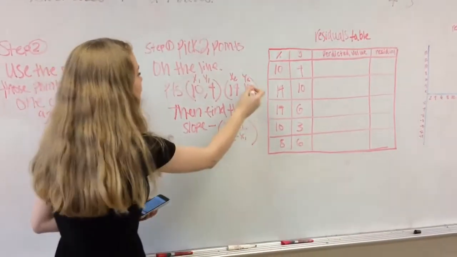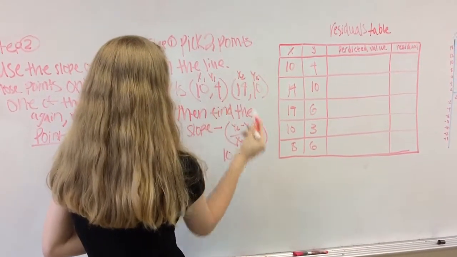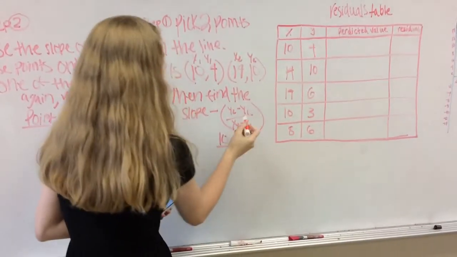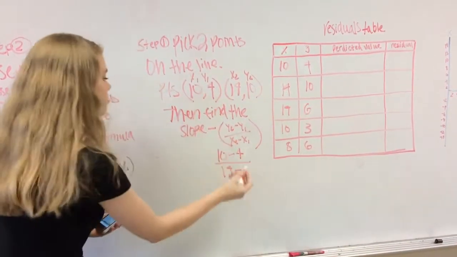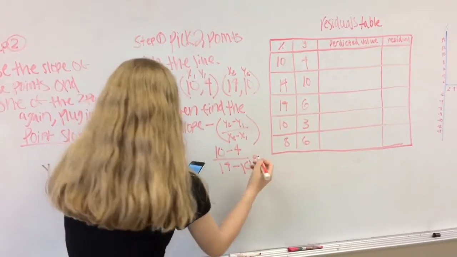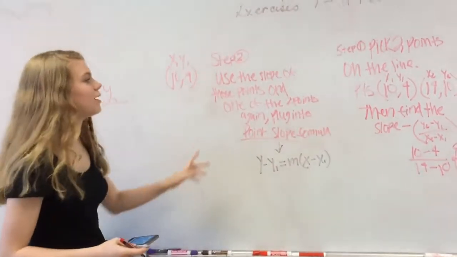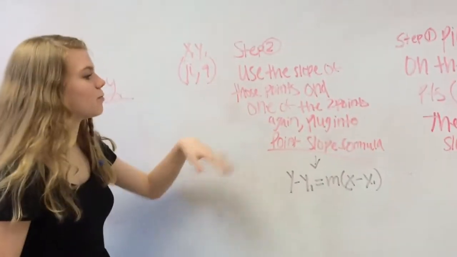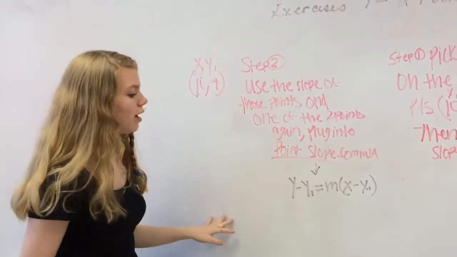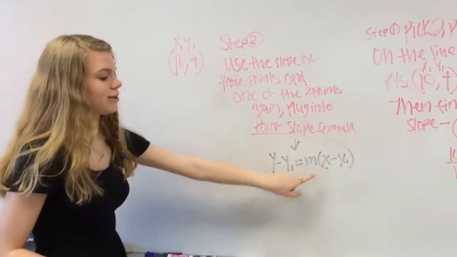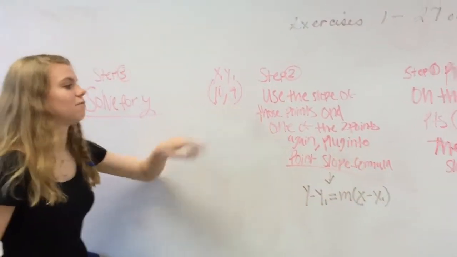We're going to take y2, which is 10, put that right there, subtract y1, which is 4. We're going to put that over x2, which is 14, minus x1, which is 10, which equals 3/2. Step 2 is you're going to use that slope 3/2 and one of the other 2 points again, and plug it into the point slope formula, which is y minus y1 equals m(x minus x1). The point we're going to use is (10, 4).